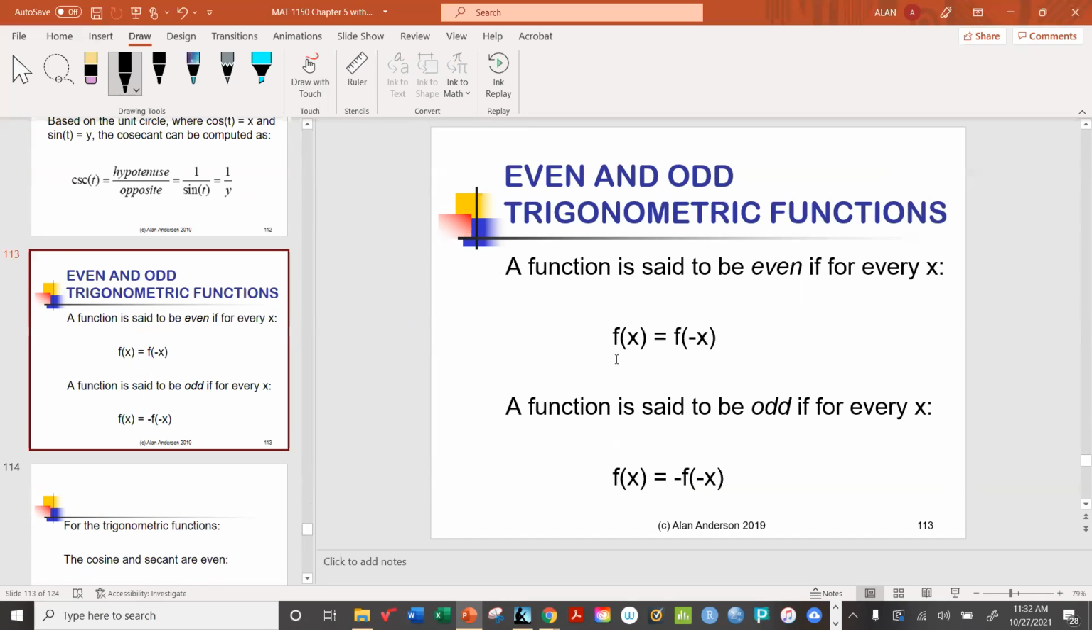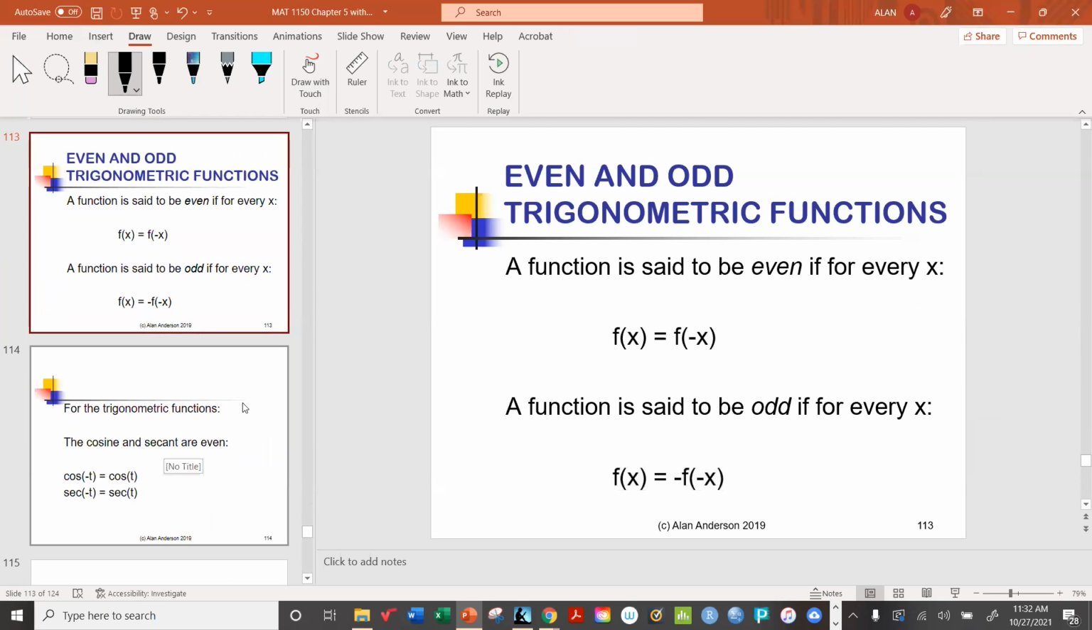Some of the trig functions, you might remember this definition from way back. This setup here means that a function is even. And this means that the function is odd. So for some of these trig functions, because they repeat themselves on a regular basis, we have the following interesting results. Okay, so you don't have to memorize these. I just want you to see them.